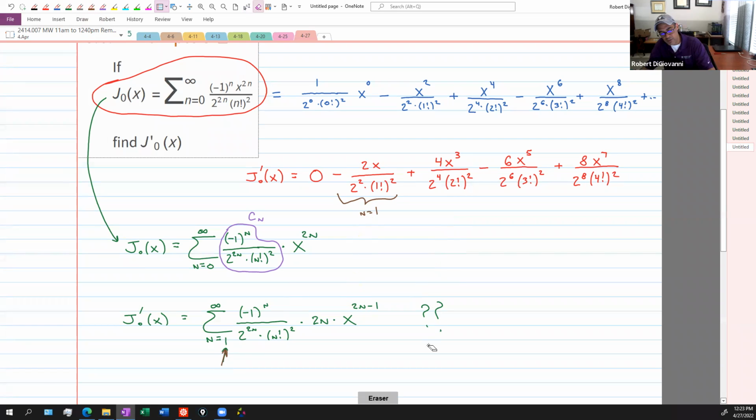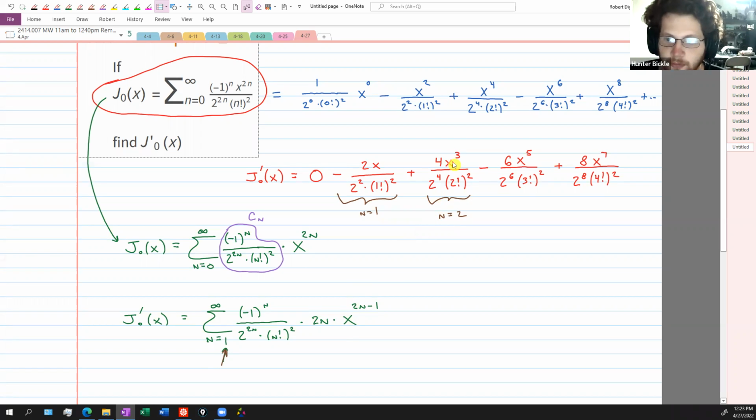What about this next one? Is this what I get when I plug n is 2 into my formula down here? It'll be positive, right? 2 to the 4th power. Yes, I've got 2 to the 4th. 2 factorial squared, yes, I have that. 2 times 2, that's 4. And then x to the 4 minus 1 is 3. Yeah, that works.